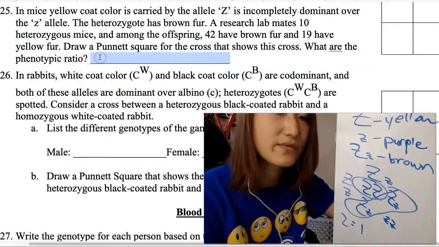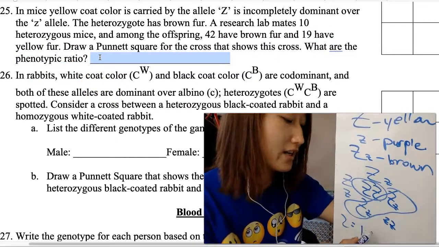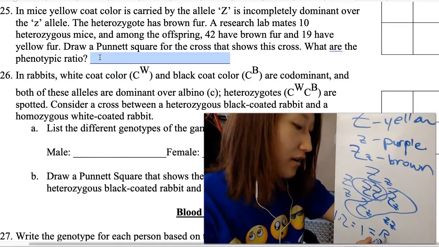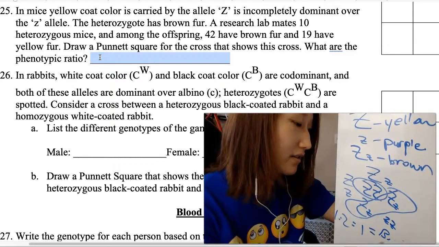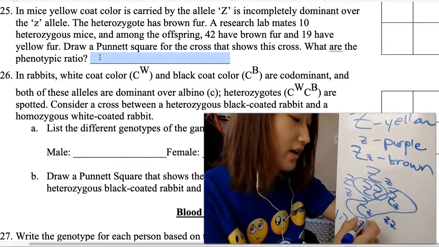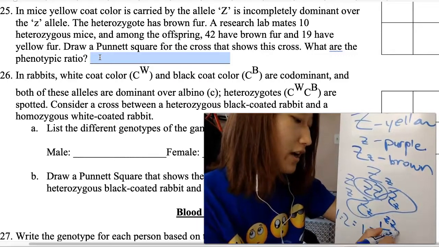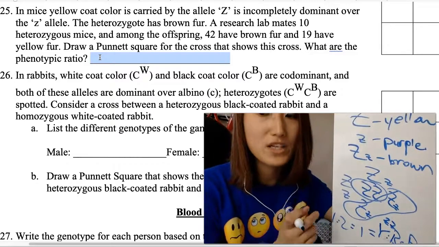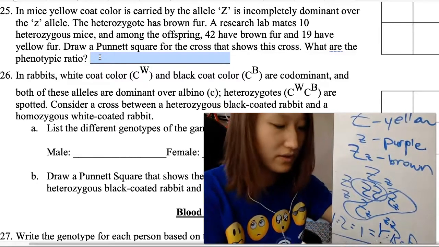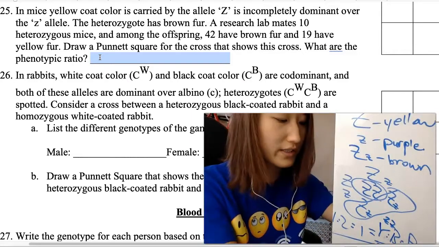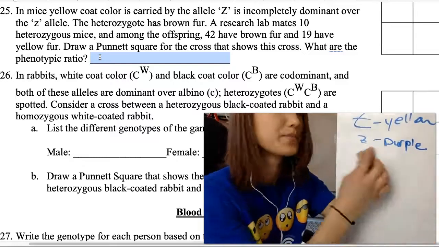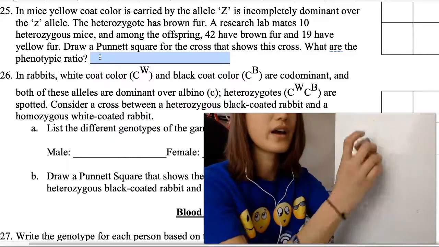But it's asking for the phenotypic ratio of all the offspring. So that has to be, you can do 1 to 2 to 1 of yellow, brown, and purple. Okay? So again, make sure you can't just write the numbers. You need to write down the traits as well for a phenotype, or the genotype for the genotype. Last question on this.